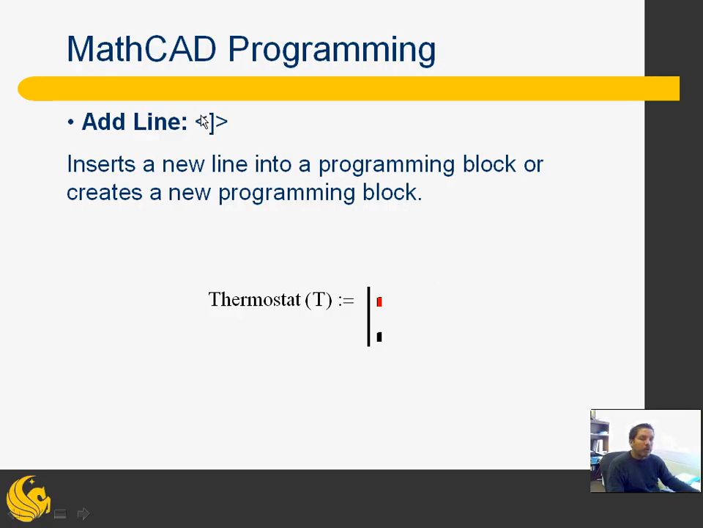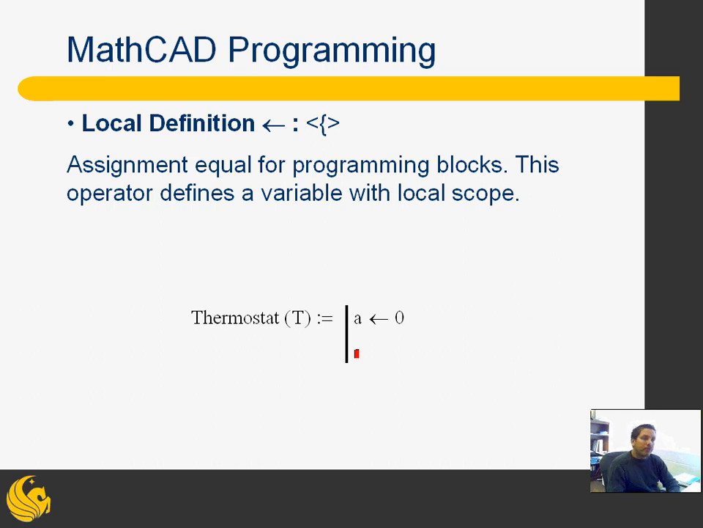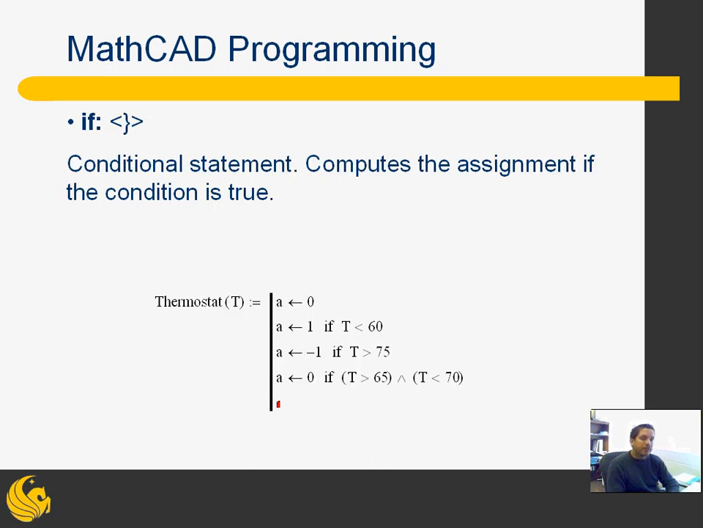So in this particular example, we looked at the add line statement, where in the triangular brackets I'm giving the shortcut, which is a right square bracket. Local definition, that's the left pointing arrow. We looked at the if, the conditional, and notice that the example that I'm giving here is slightly different. I'm using a different range of temperatures. I'm giving a default value for a.